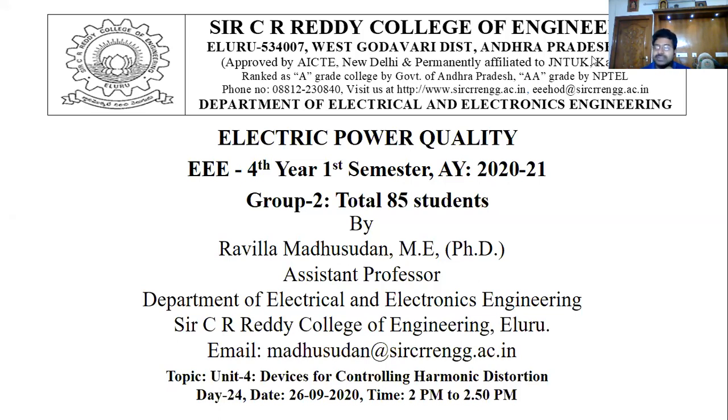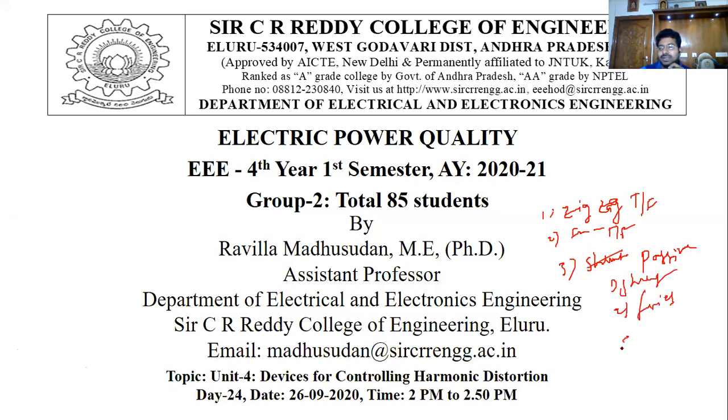Okay, so what are some devices to control these distortions? We have different types of devices: series devices, parallel devices, and many others. Some are inline transformers, zigzag transformers, then the next category is shunt passive filters. We have shunt, series, and the combination of shunt plus series. Then we have the C-type, which we are going to discuss today.